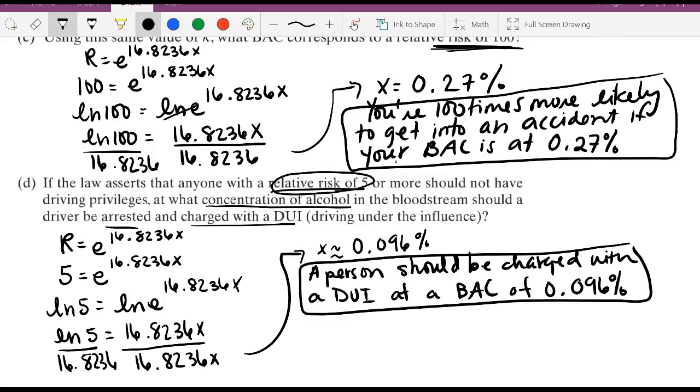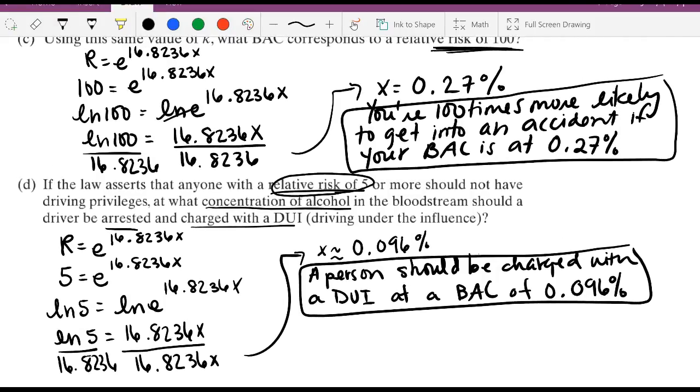Okay. Keep in mind that in California, the legal limit for 21 and over is only 0.08%. That means the relative risk at 0.08 should be lower, okay? All right, so this is the end of our word problem. I will see you in the next video.